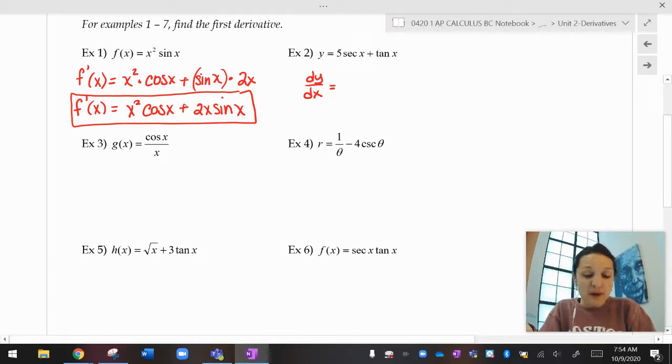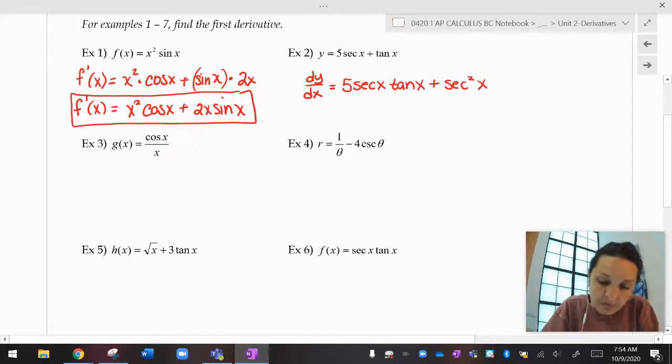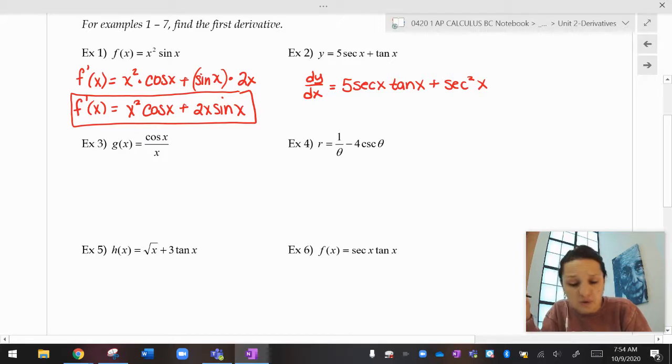The derivative of 5 secant x, well, the derivative of secant, flip to the front, was secant tangent. So the derivative of 5 secant is 5 secant tangent. And then the derivative of tangent is secant squared x. If you want to, you could factor out a secant, but there's really no reason to do that. We can just write it like this. Done.